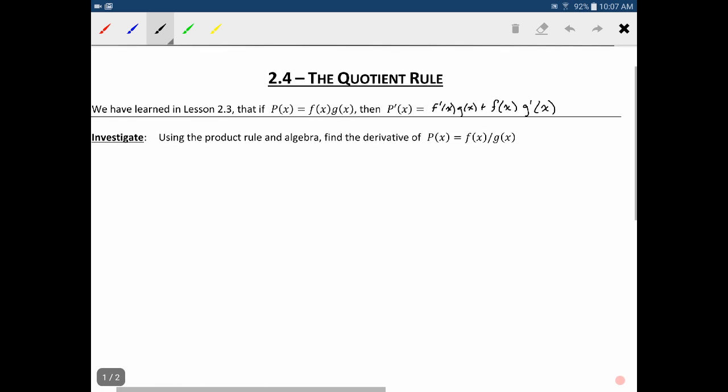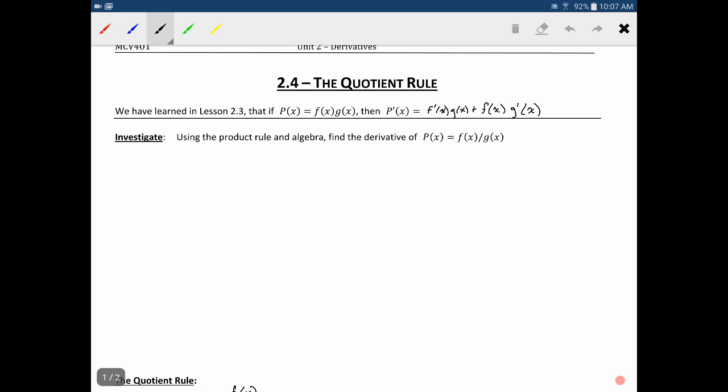first of all, I want to call your attention to the product rule that we learned last time. So if you have a function that is a product of two different functions, then the derivative would be the derivative of the first function times the second function plus the first function times the derivative of the second function.